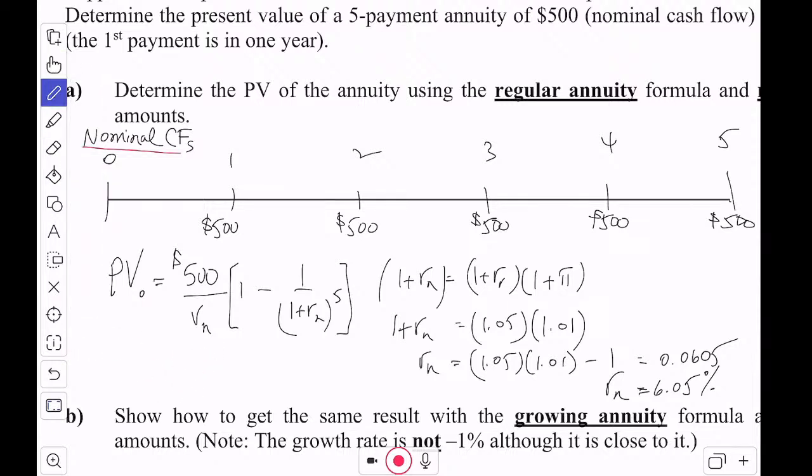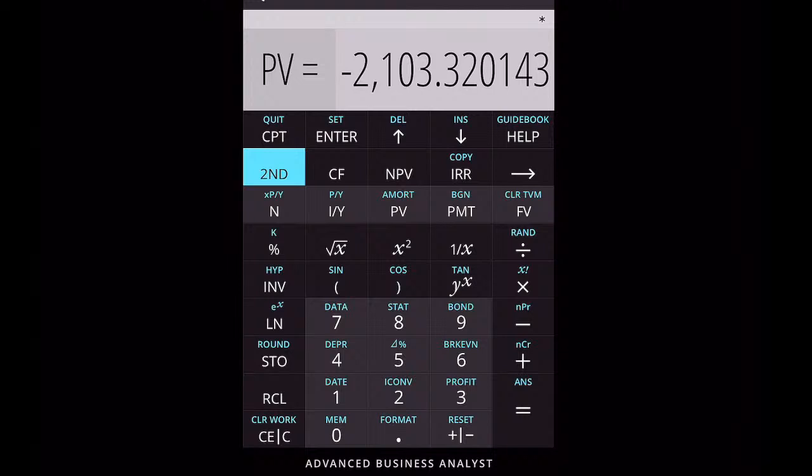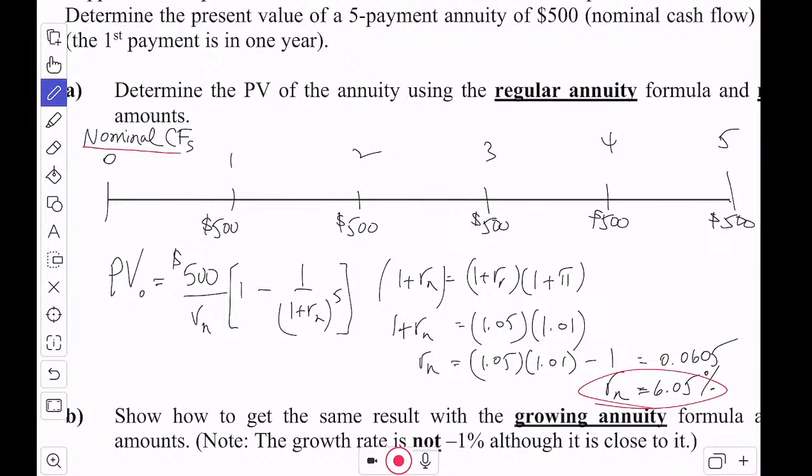And then let's put it in our calculator. So it's going to be the regular formula. It's 5 years at 6.05%. The payments are 500. Let's override future value because I want the present value. So there it is, 2103.32, final answer. So the answer is 2103.32.